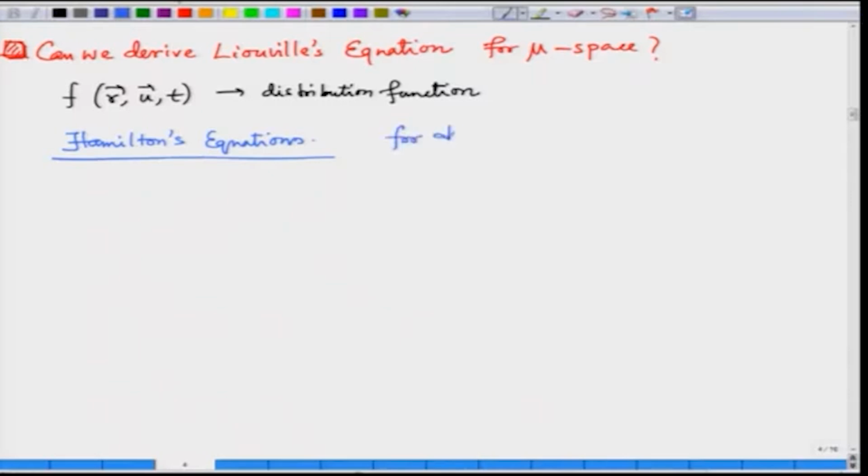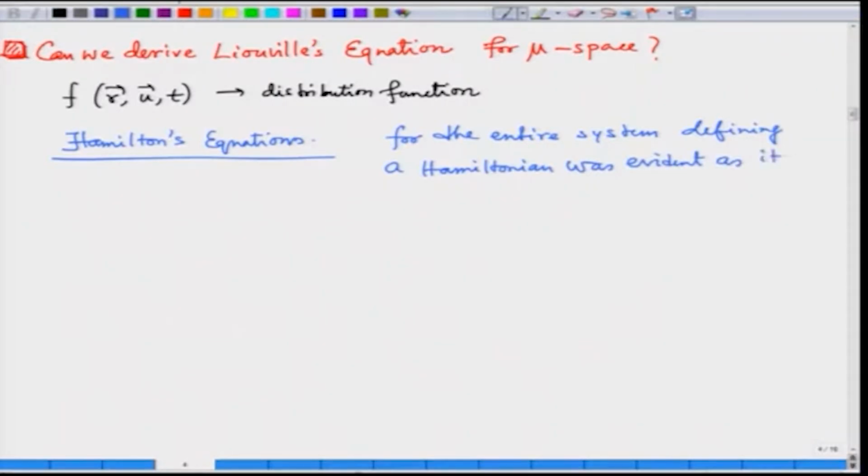So, for the entire system, defining a Hamiltonian was evident as it was isolated, although it could include interparticle interactions.